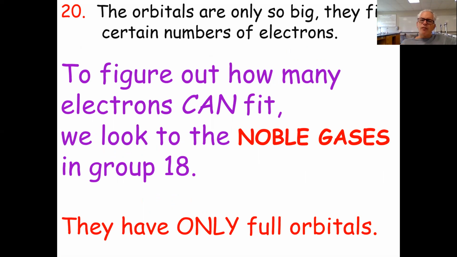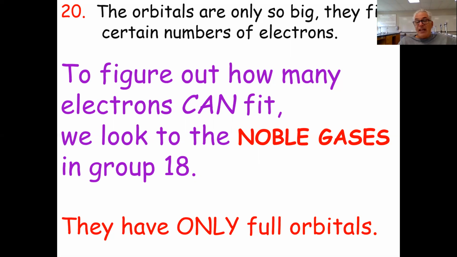Now, how do you figure out how many electrons could fit in an orbital? Well, there is one group on the periodic table. Groups go up and down. The last group is called the noble gases: helium, neon, argon, krypton, xenon, radon. The noble gases, all of their electron orbitals are always full. So we can always look at that.